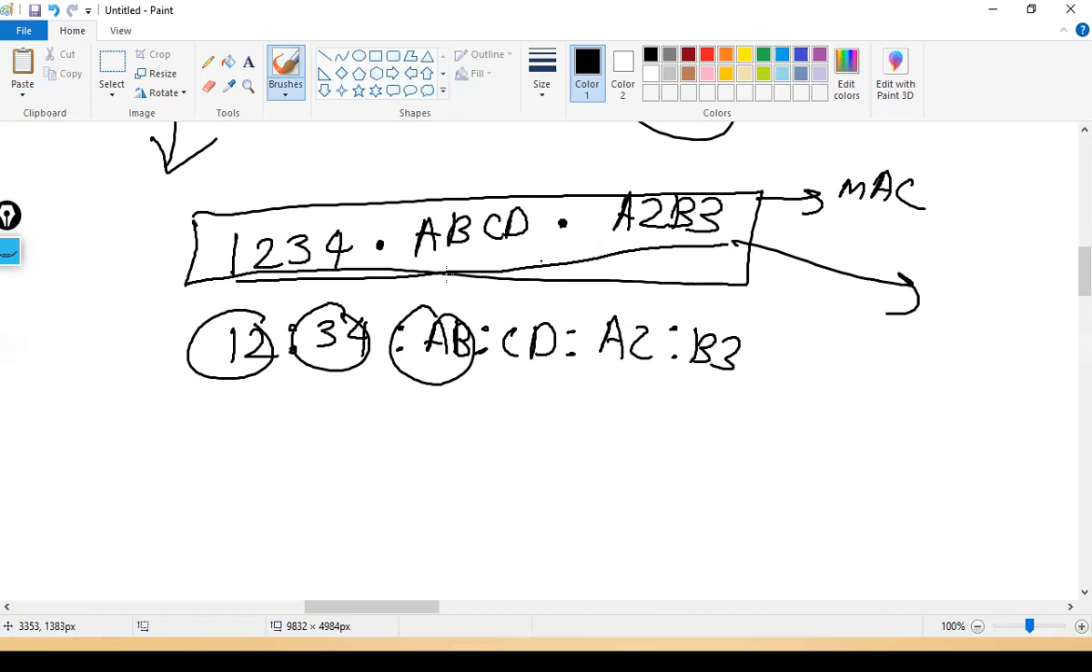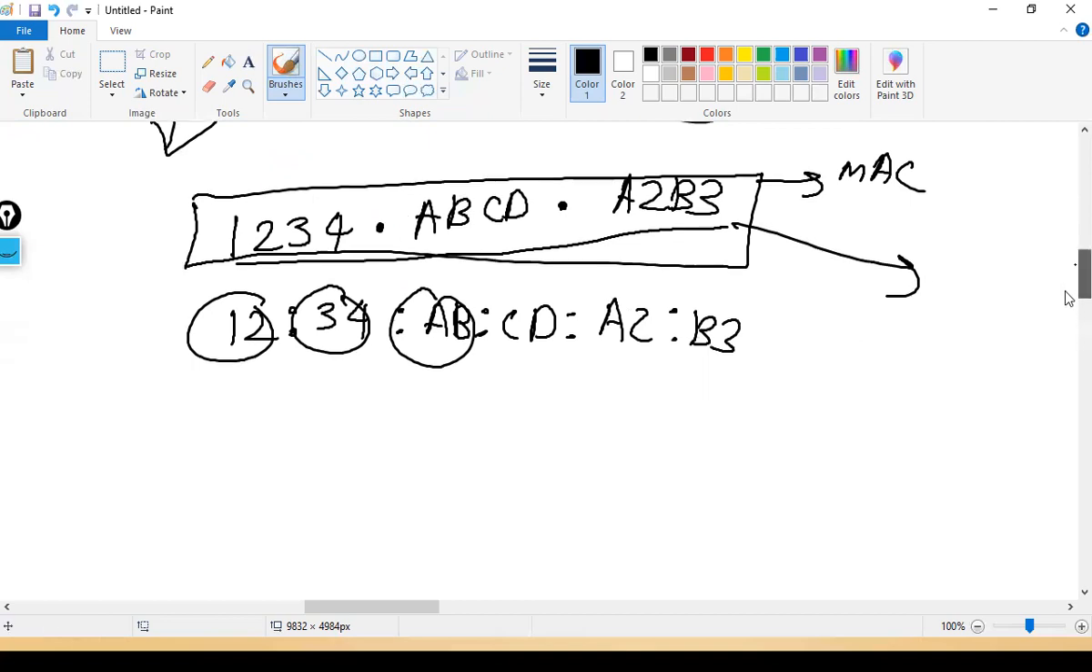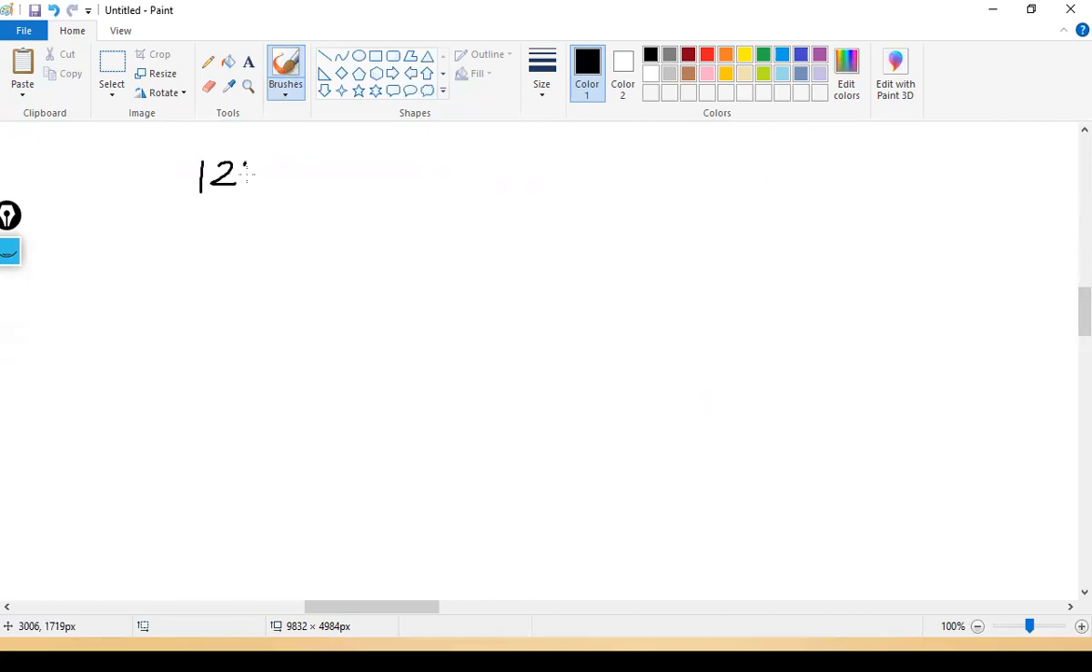So this is how a MAC address is written. Okay, now if you want to write an example of a MAC address, you can write it down: 1234.abcd.a2b3. Okay, this is an example of a MAC address.